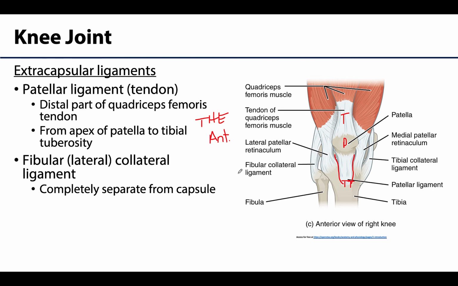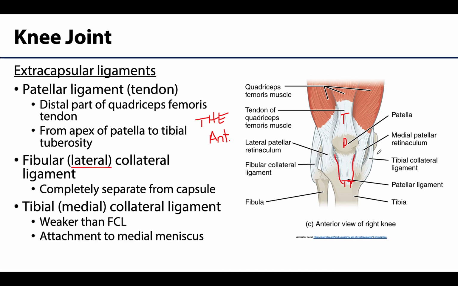You have two collateral ligaments, and they will tell you exactly where they are going to attach. You will have the fibular, or sometimes referred to as the lateral collateral ligament, so from the fibula up to the femur. And this particular collateral ligament is going to be rope-like. It's going to be a very strong ligament. You'll actually have a tendon that will run just deep to this ligament, the popliteus muscle, and it will pass deep to it, so it is completely separated from the capsule.